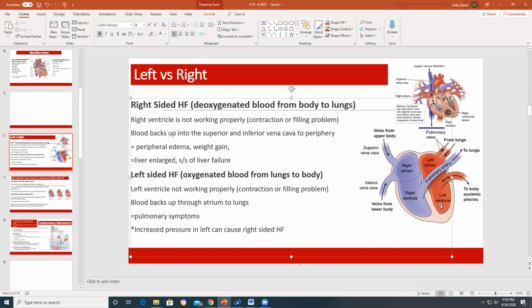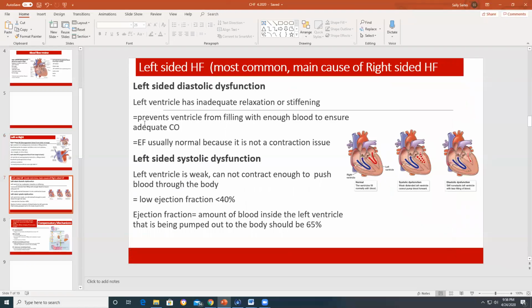And then the increased pressure from left-sided heart failure through the system, through the body, can then cause right-sided heart failure. So like I said, left-sided heart failure is the most common. And so for this, because it is the most common, we're going to talk about left-sided diastolic dysfunction and then left-sided systolic dysfunction. So let's remember our diastolic is our resting and filling of the ventricle.